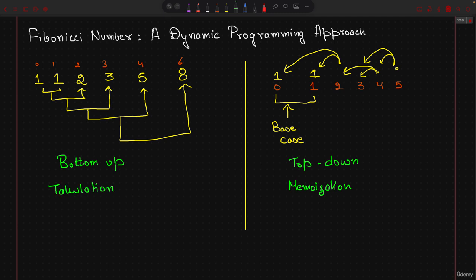Tabulation. Normally, it is also called pure DP, but I think tabulation is better to not confuse us. But I hope you are able to get the basic idea. In this, overall, what we are aiming to do is calculate the answer from the bottom.